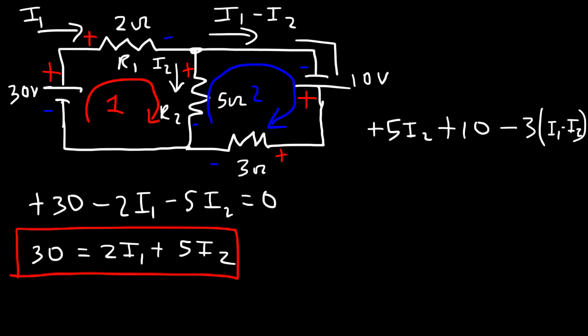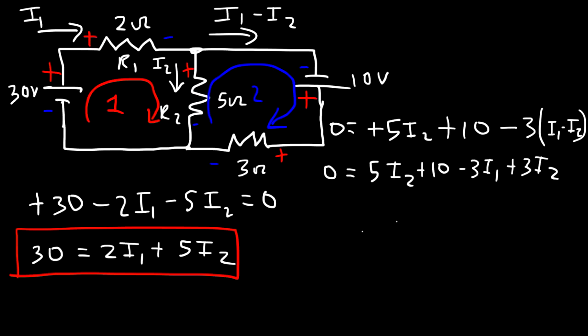So because we have a single branch, the current that flows in this branch equals the current that flows through this resistor. And that's I1 minus I2, which would have been I3. Now all of this is equal to 0, so keep that in mind. Now let's distribute the negative 3. So 0 is equal to 5I2 plus 10 minus 3I1 plus 3I2.